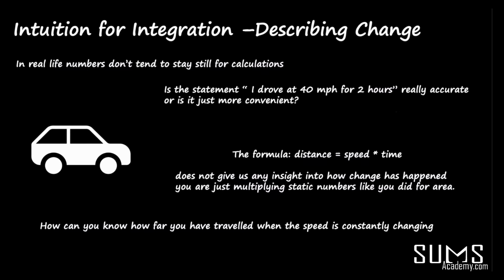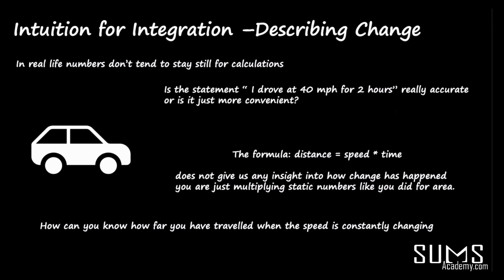So if I said something like, I drove at 40 miles an hour for 2 hours, is this really what happened, or is that just a convenient way of saying it? There'll be a time when you just got in your car, started driving, it would have been slower till you got to your maximum speed, and it's not really an accurate way of thinking about things.